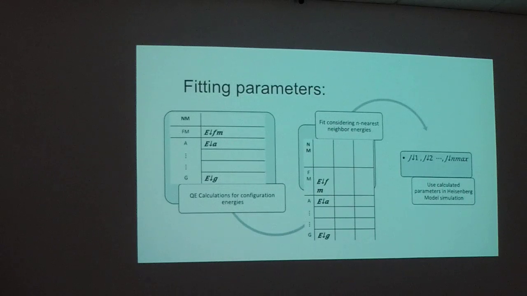I think I'll go up to maybe 10 nearest neighbors. So if you have a site that you're interested in, the first neighbors, then the second neighbors, and it goes like that. So this extends that way, and this extends down that way, right? So you have your database of energies and extract your parameters from that.